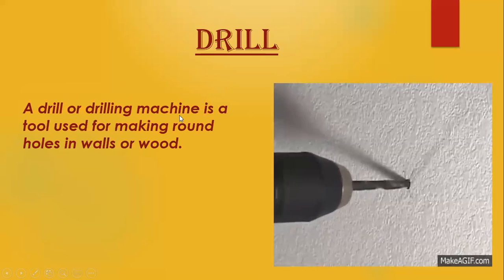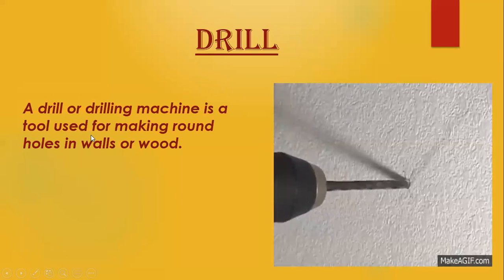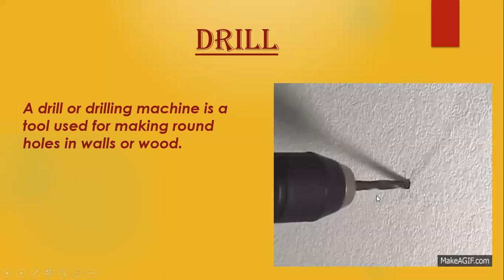Now then we have the drill. A drill or drilling machine is a tool used for making round holes in walls or wood. Look, this is a drill machine and it is very dangerous. Don't ever try to use it by yourself. Your fathers may be using it in the houses for making round holes in the walls for putting some nails or some piece of wood inside it, but it's very dangerous. It works with electricity, and look, it makes a hole in the wall, so it has a very hard and very sharp edge. This is the drill or drilling machine. It works like this.